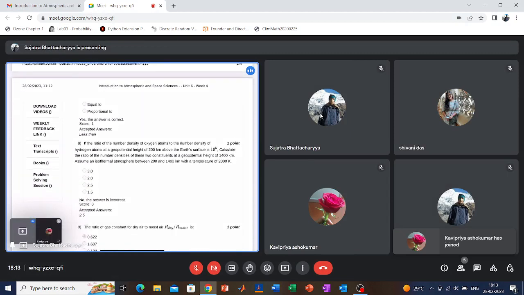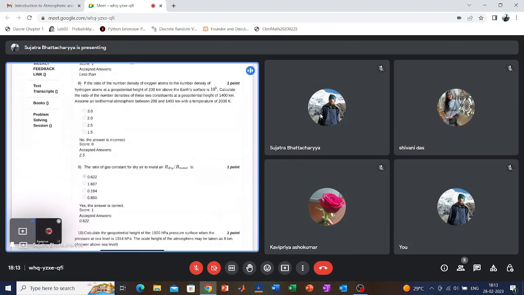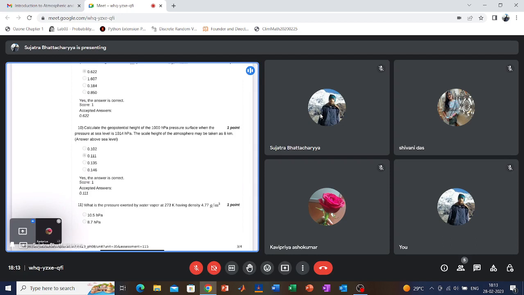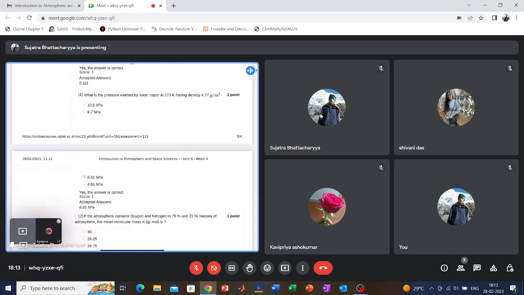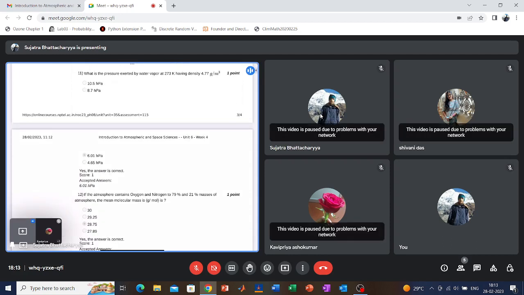This is also an interesting question, the 8th one. I will solve it. The ratio of the gas constant for dry air to moist air is, we have solved it, but I can again explain. And this is also a numerical problem. 11th is the same. 12 is also the same. So we will see this.